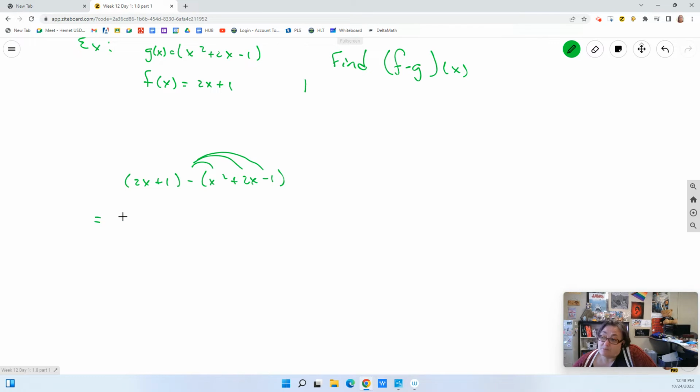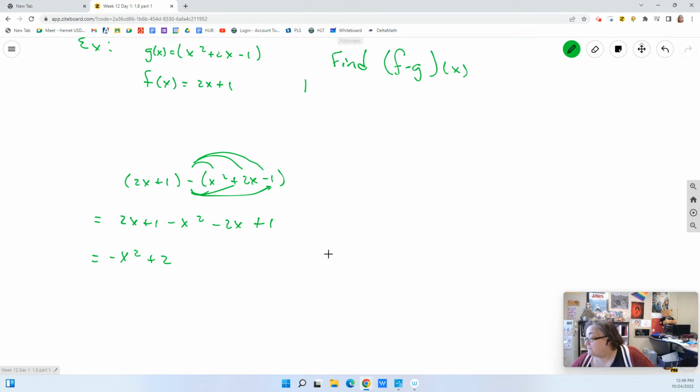So our 2x plus 1 is going to stay the same. I'm going to have 2x plus 1. But then I'm going to have minus x squared, minus 2x, and plus 1. And now I can combine all of my like terms, and I'm going to start again with the highest power, which is that negative x squared. And then I have 2x minus 2x. Well, those cancel out, right? 2x minus 2x is no x's. And then we have 1 plus 1, which is plus 2.